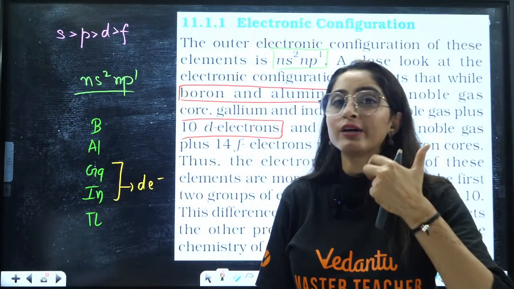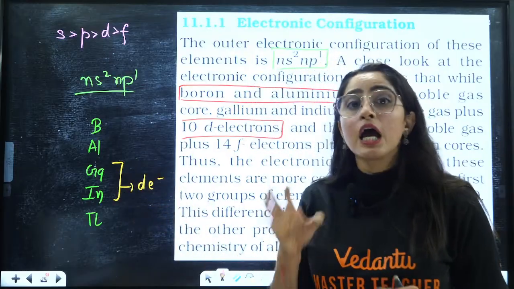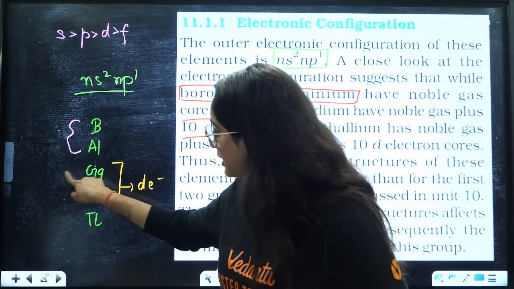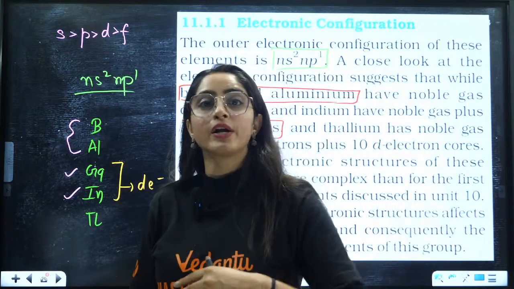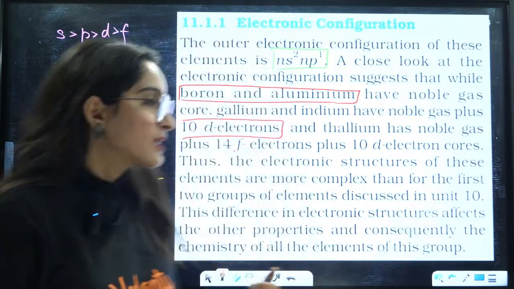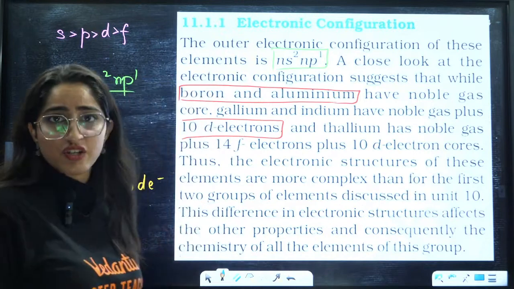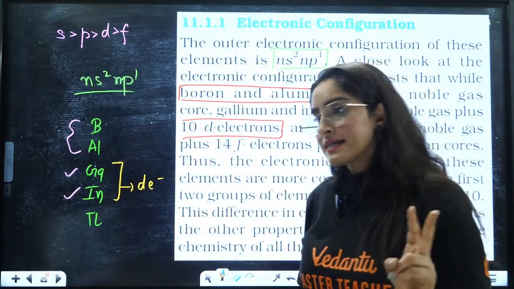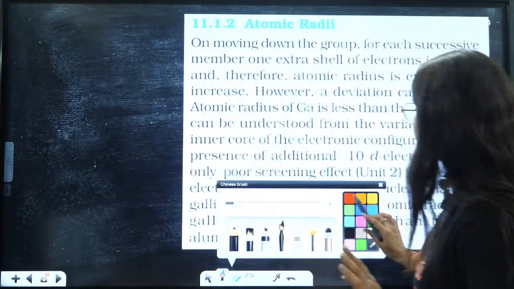But now we have one more effect: here we have d electrons, right? Because this does not have d electrons, but this will have d electrons. Because of these d electrons, what are the different effects that it will have? We are going to study that. It will affect basically the size and the ionization enthalpy. These two things will be majorly affected here, right? Okay. Yes. Now let us see that.